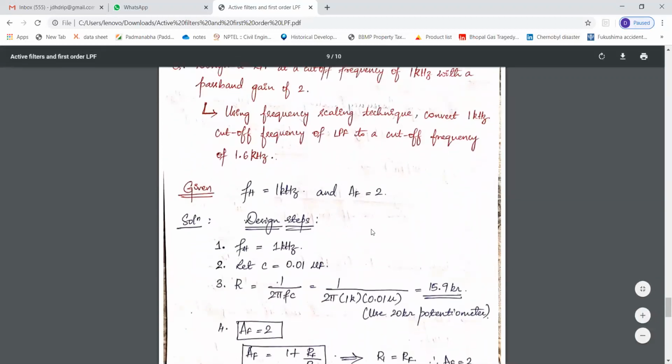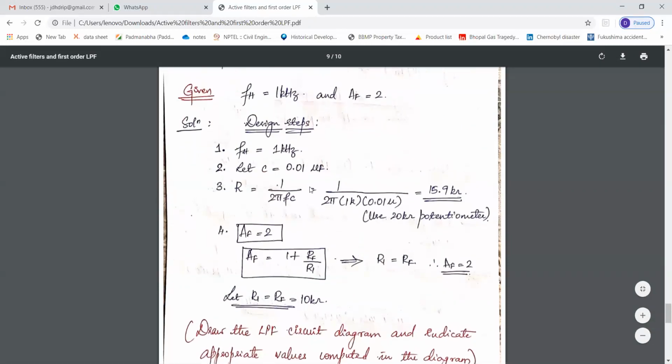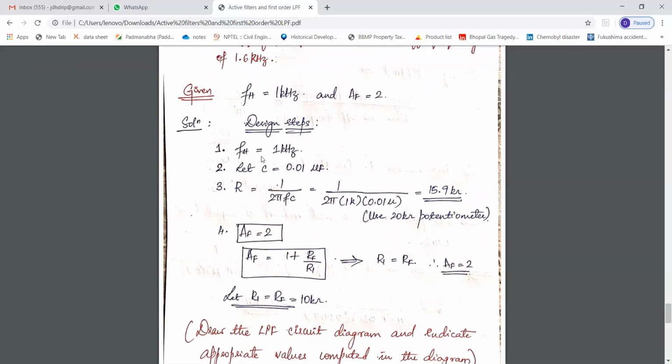So we are going to follow the 4 design steps. First, we are going to select the higher cutoff frequency. Here we are not selecting because they have already given that fH is equal to 1 kilohertz. So I'll write the higher cutoff frequency is 1 kilohertz.